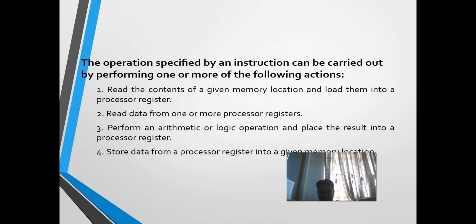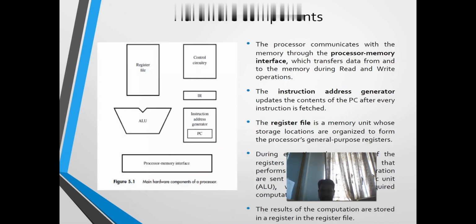Then read data from one or more processor registers. Again, the data from the processor registers will be moved to the ALU to perform some arithmetic and logic operations. After performing the arithmetic and logic operations, the result will be stored in the processor registers itself. Okay. After storing the result in the processor register, the result will be sent to memory locations so that users can view the final result of an instruction.